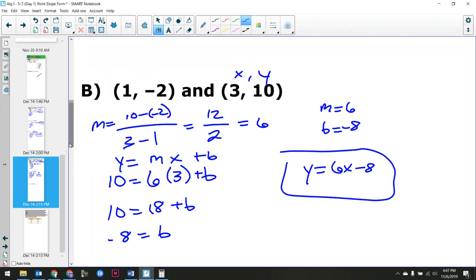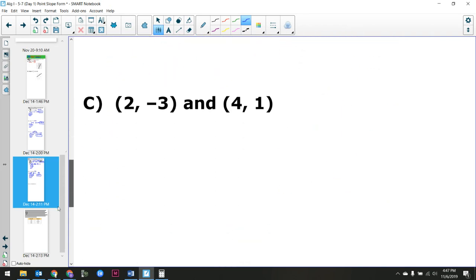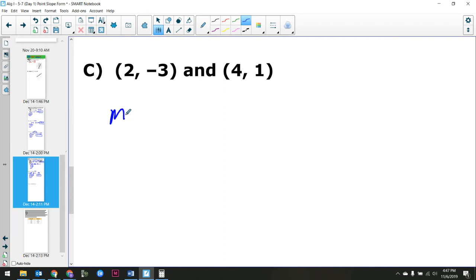Okay, and then our last one here. If you'd like to pause and try it, go ahead. My slope is 1 minus a negative 3 over 4 minus 2. So it's 4 over 2, which is just 2. 1 minus negative 3 over 4 minus 2.